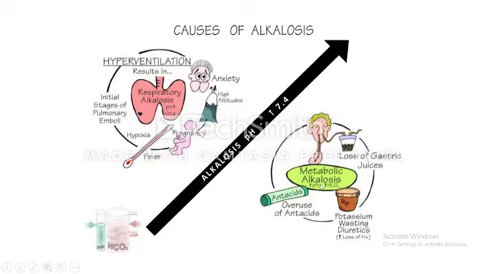While in metabolic alkalosis, where pH is high and bicarbonate concentration is also high, the causes can be loss of gastric juices. As you know, gastric juices contain acid, so as the acid becomes low, it causes alkalosis. Or potassium-wasting diuretics: persons who are taking diuretics can also lose protons or hydrogen ions, which can lead to metabolic alkalosis. Or the overuse of antacids can also lead to alkalosis.